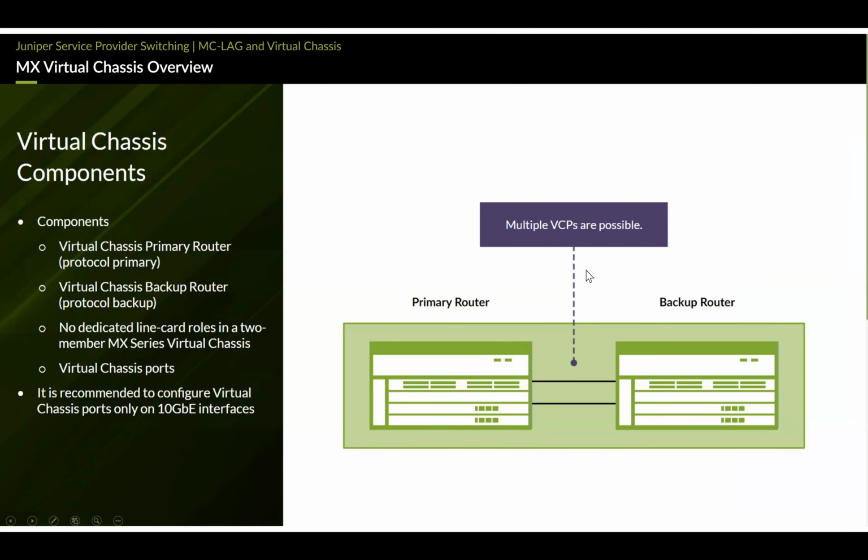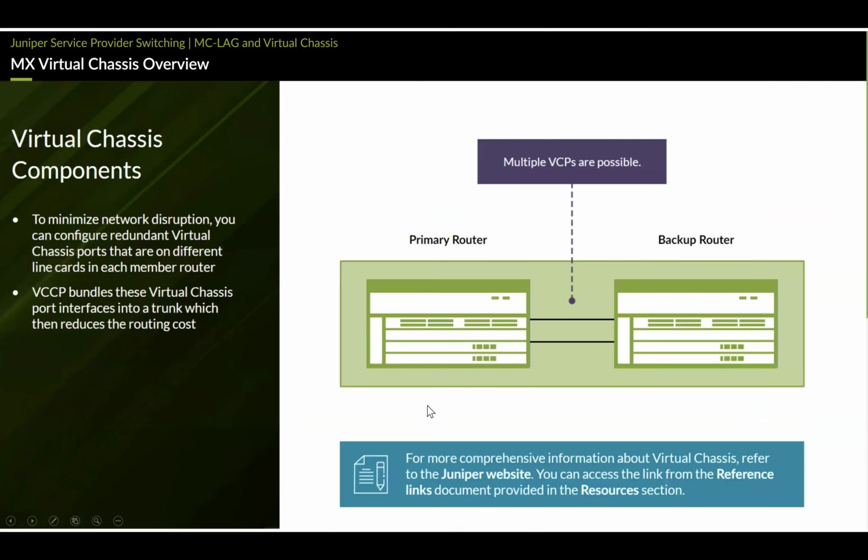Virtual chassis components: multiple VCPs are possible. You can add multiple. You can consider one router as the primary router and another as the backup router. The virtual chassis primary router is the protocol primary. The virtual chassis backup router is the protocol backup. There are no dedicated line card roles in a two-member MX series virtual chassis. Virtual chassis ports: it is recommended to configure virtual chassis ports only on 10 gig interfaces. Okay, this is another consideration.